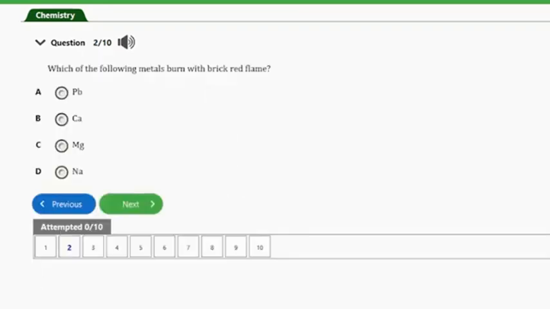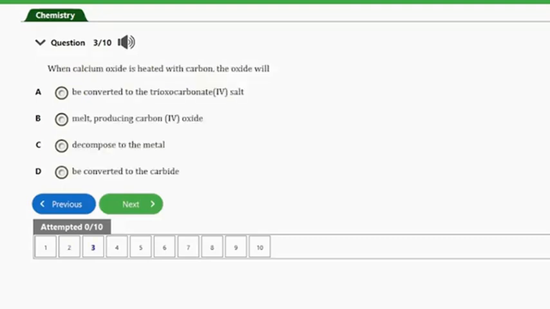That's question number 2. It says, which of the following metals burn with brick red flame? A, lead, B, calcium, C, magnesium, and D, sodium. So guys, the metal which gives brick red color in flame test is calcium, and that's option B here. So let's quickly go ahead and check out the next question.